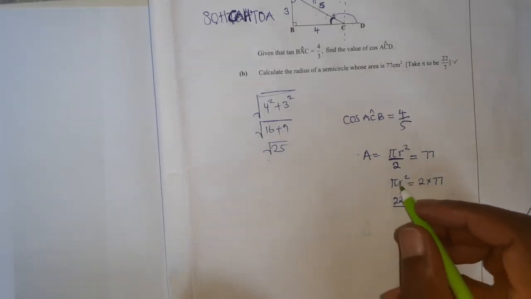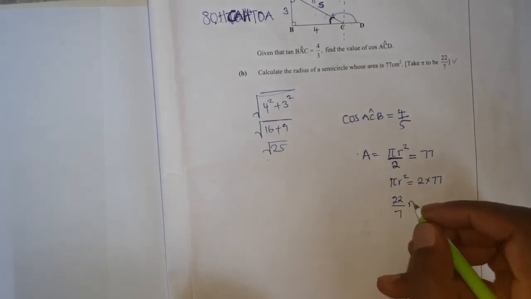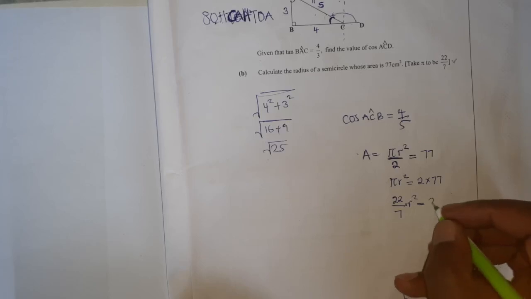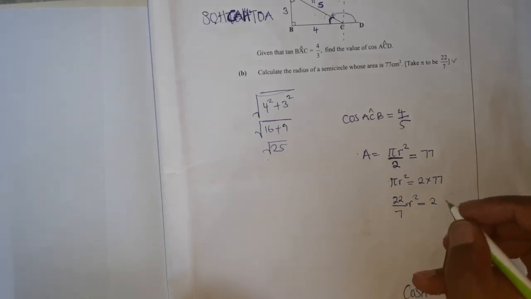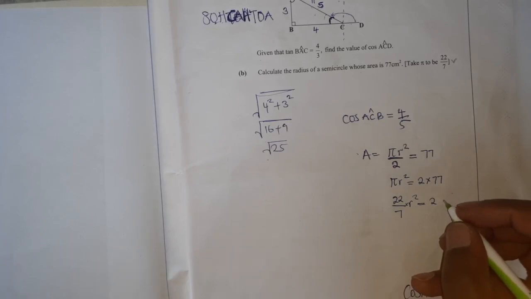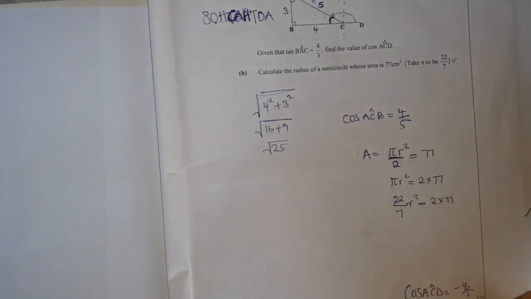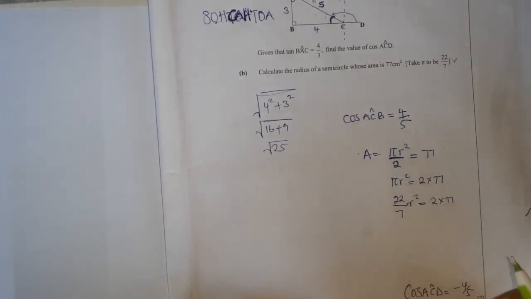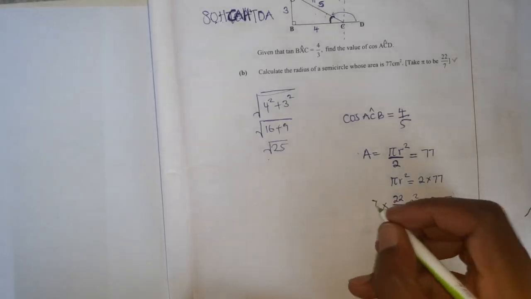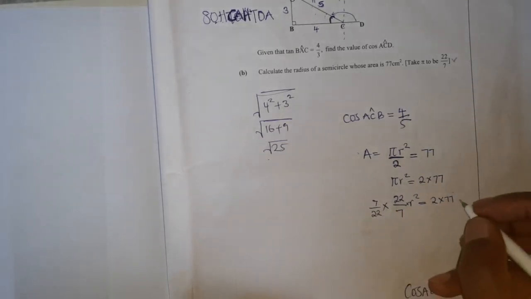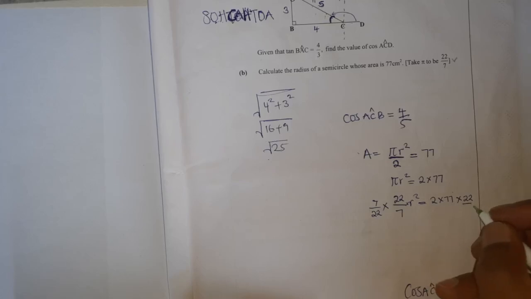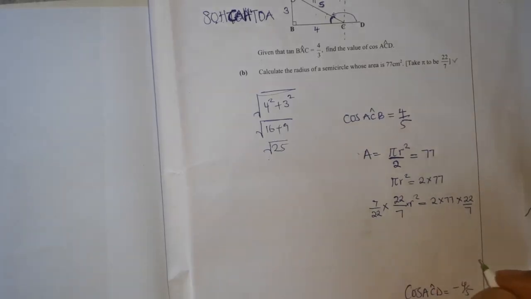This is 22 multiplied by our radius here. On this side we have 2 multiplied by... okay. So now, we need the value of the radius. That is what we want. So we need to get the multiplicative inverse of this one here on both sides, 22 over 7, okay? 22 over 7.